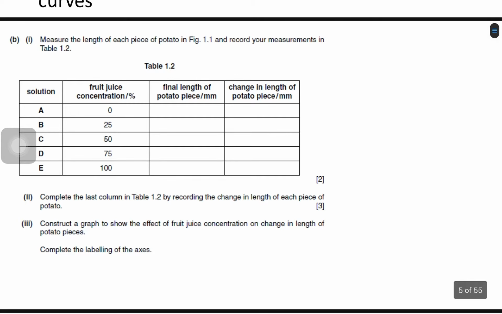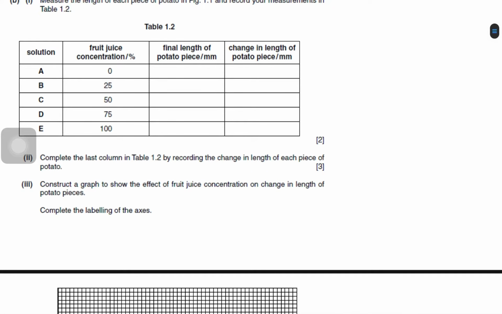It says measure the length of each piece of potato in figure 1.1 and record your measurements in table 1.2. So I'm not doing it right now, but you have to keep a note of the fact that you will be given some diagrams of a potato piece, and then you'll have to measure that. Or it could be diagrams of apparatus, and then you'll have to measure what volume or what gaseous volume is there. So you can see that. Complete the last column in table 1.2 by recording the change in length. So if you put your final lengths here, you can easily find the change in length by subtraction.